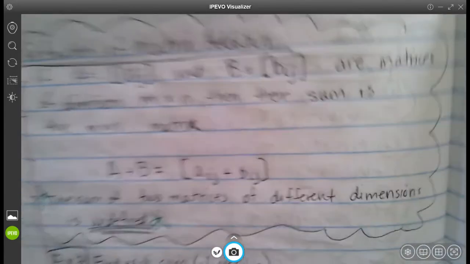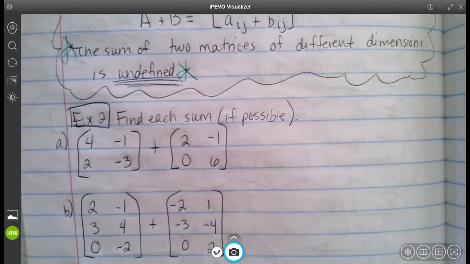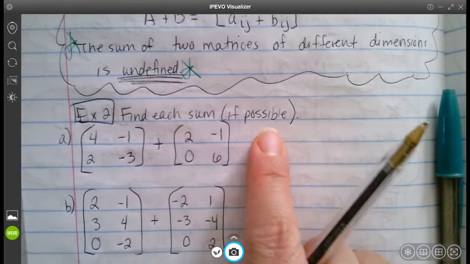Okay, so let's look at a few examples. Again, this part won't take too long because this is just the beginning stuff, so hopefully you don't find it too difficult. Find the sum if possible.